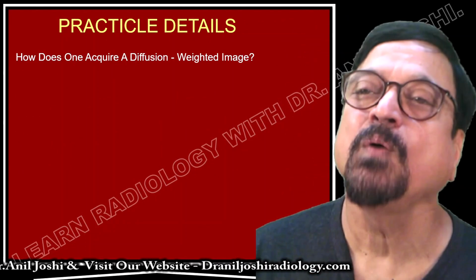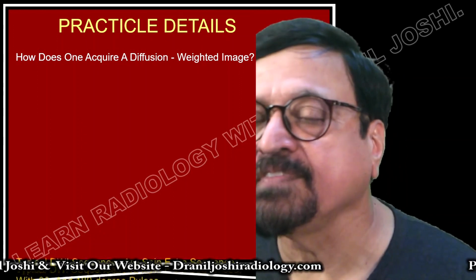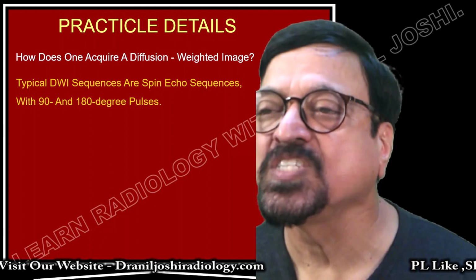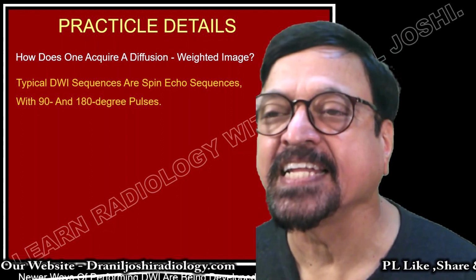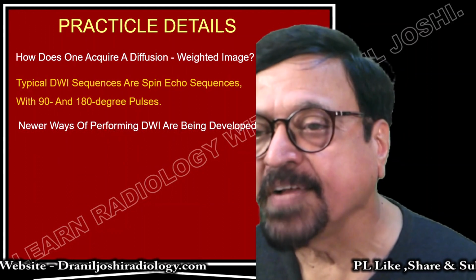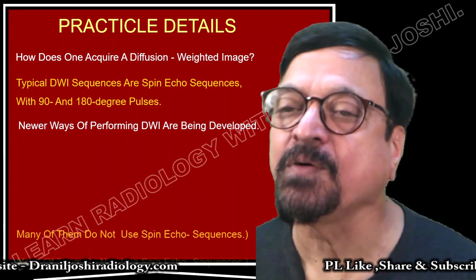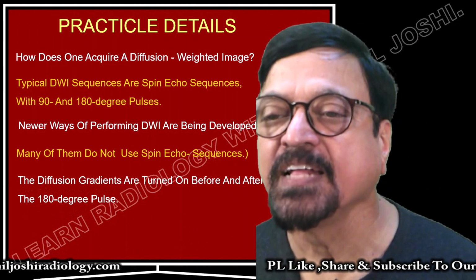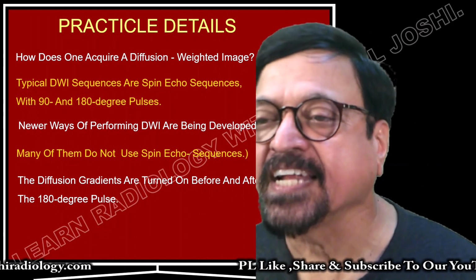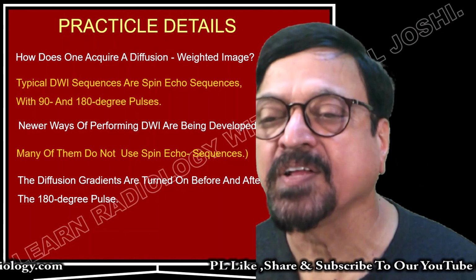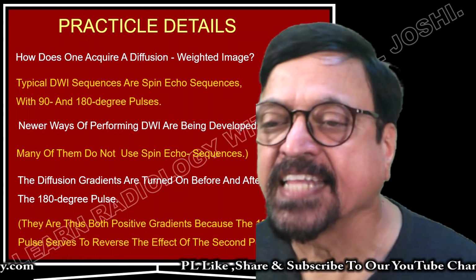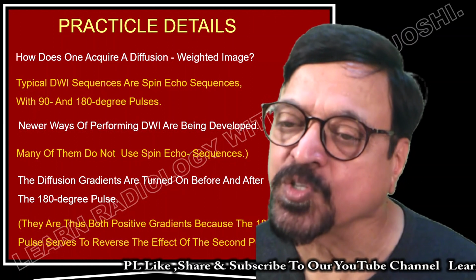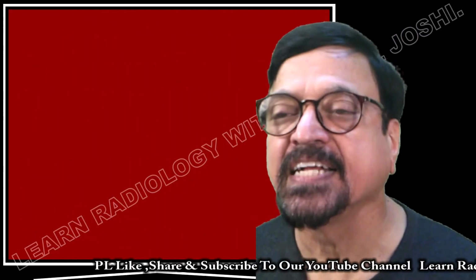Now, a practical point. How does one acquire a diffusion weighted image? A typical DWI sequence is a spin echo sequence with 90 and 180 degree pulses. However, other ways to perform DWI are being developed. Many of them do not use spin echo sequences. The diffusion gradients are turned on before and after the 180 degree pulse. They are thus both positive gradients because the 180 degree pulse serves to reverse the effect of the second pulse.